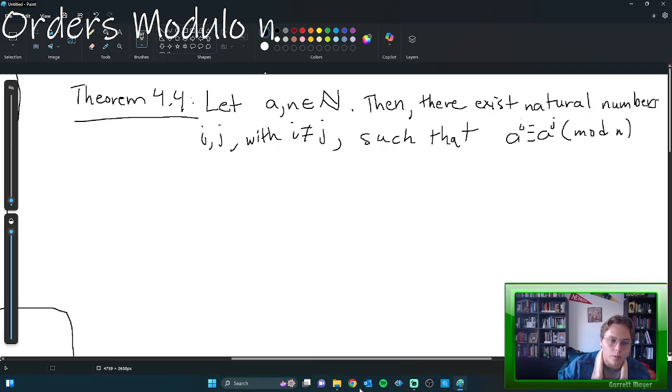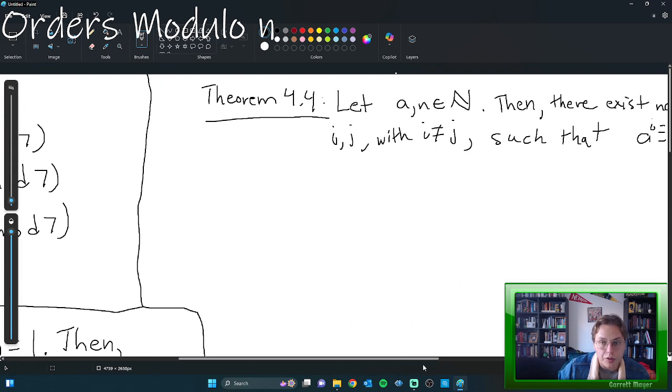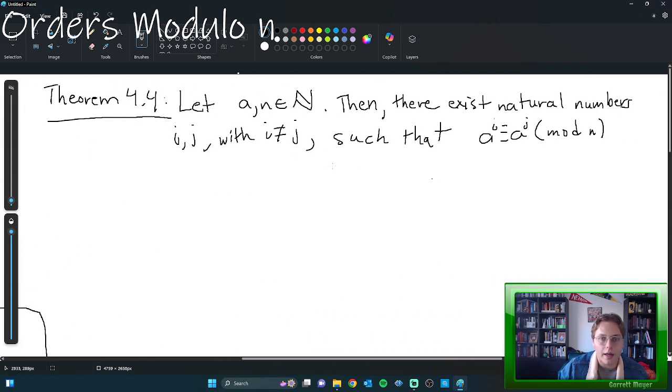And if you remember before, sort of the motivating example here, thinking about how these powers create kind of this cycle, 1, 2, 4, 1, 2, 4. This is a pretty crucial theorem involved in this, kind of showing that for any a, you can find two different powers that are equal mod n. That's a pretty crucial theorem and kind of supporting this idea of cyclicality that we laid out here. So let's see the proof of it.